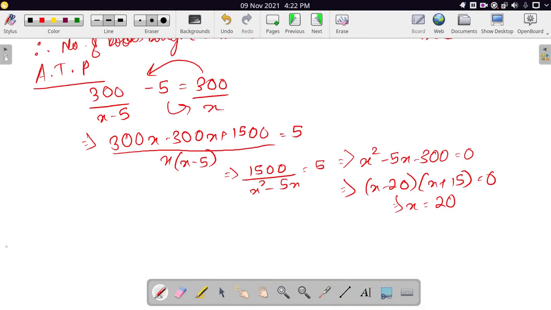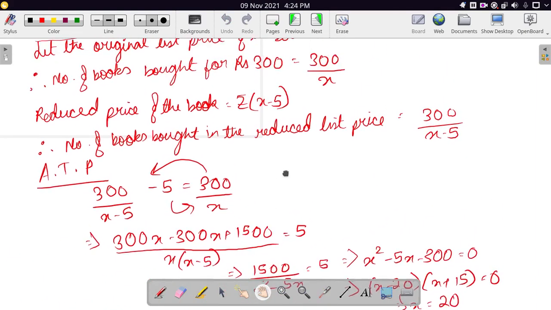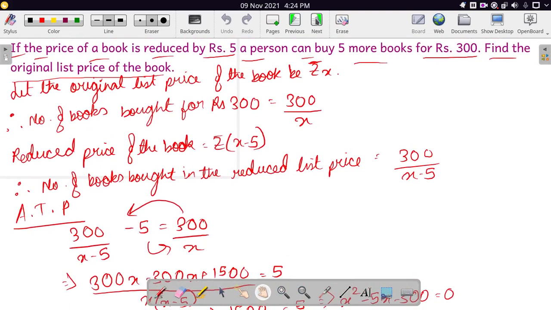So for the answer line, the original list price of the book is equal to rupees 20. Simple. So this is done. This question is done. We found the price of the book to be rupees 20. Now let us move on to the next question.